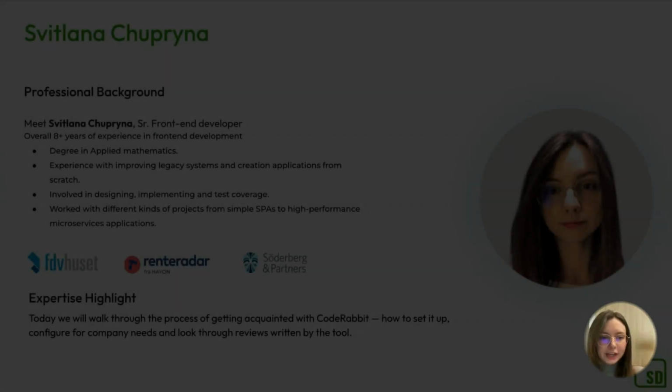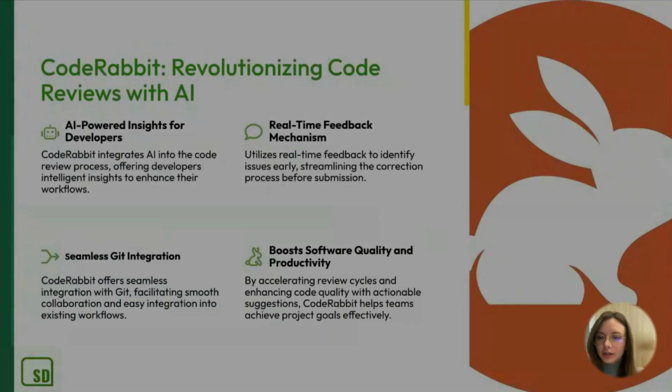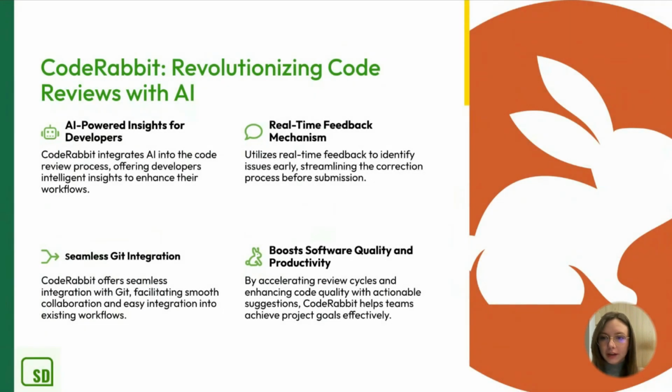Right. Today I'd like to introduce you to CodeRabbit, a tool that will help you improve code quality on your projects. So CodeRabbit is basically a smart assistant for developers that helps automate code reviews and highlight some issues before they reach production. So it saves time, ensures consistent quality, and helps teams ship code faster.